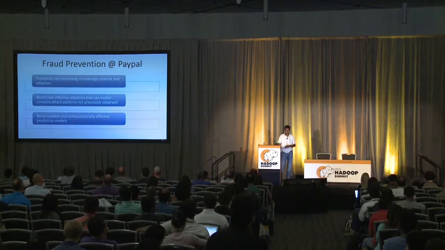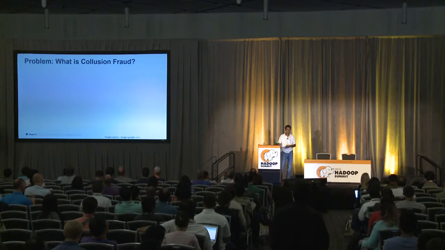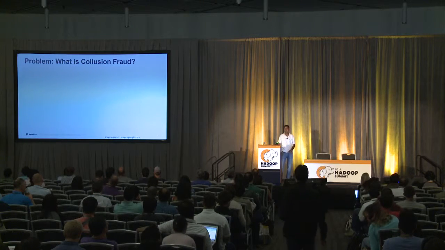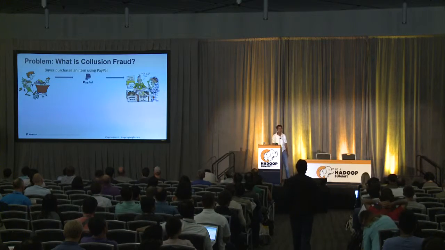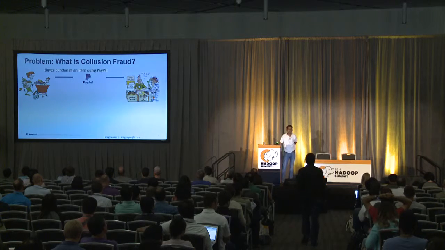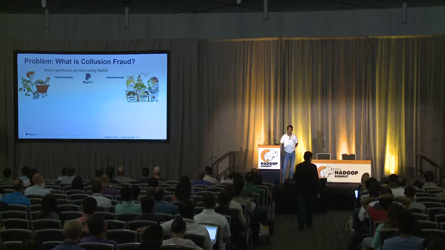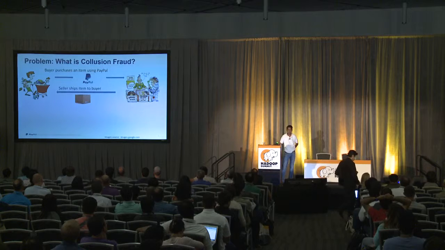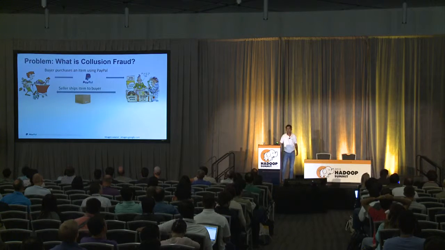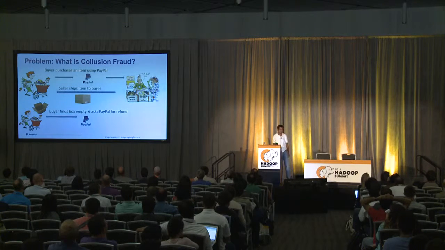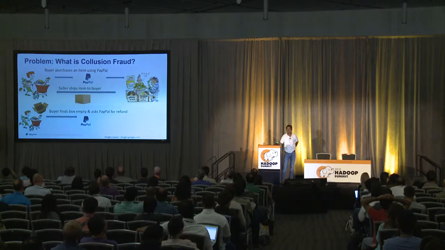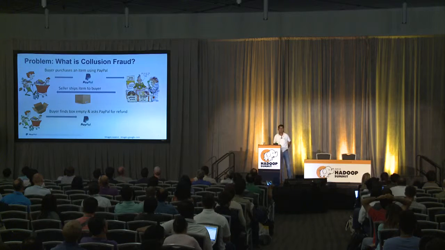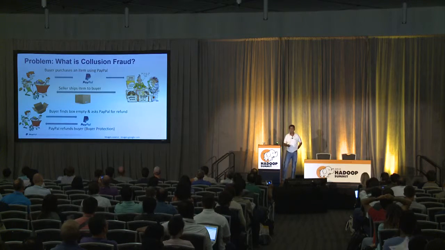So one such fraud is the collusion fraud. So what is collusion fraud? Let me walk you through an example. A buyer purchases an item using PayPal from a merchant. The seller ships the item to the buyer. The buyer claims the box is empty and asks PayPal for a refund. Because PayPal has buyer protection, we refund the buyer.